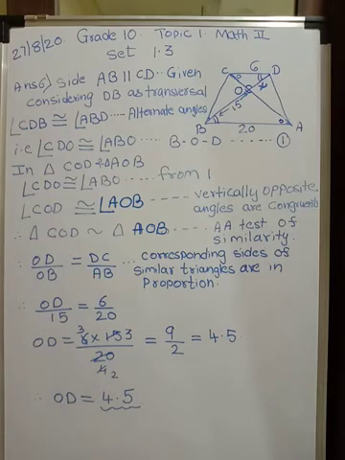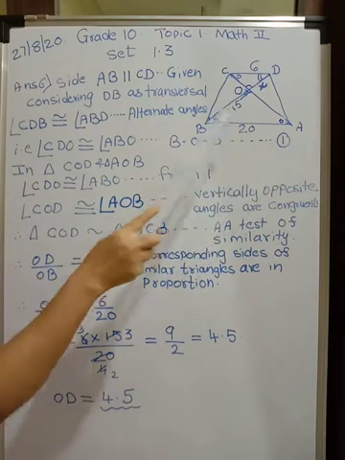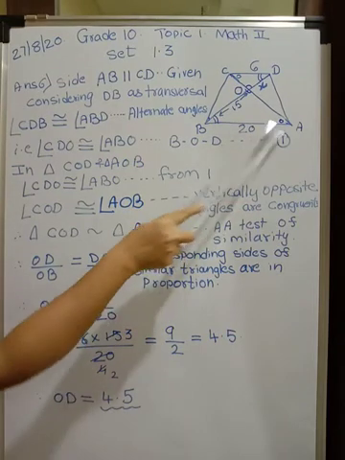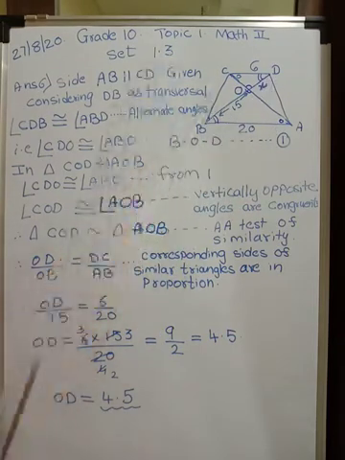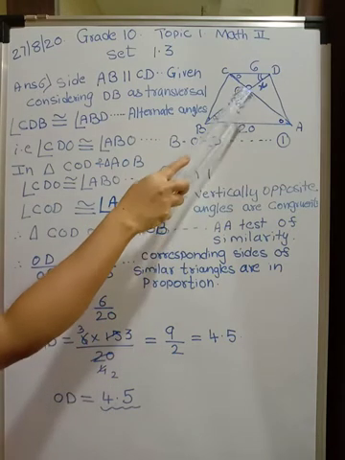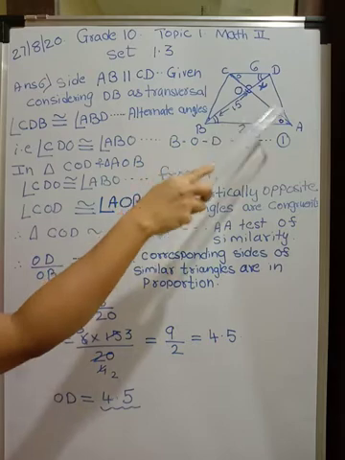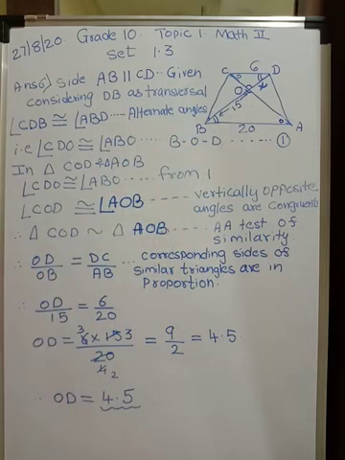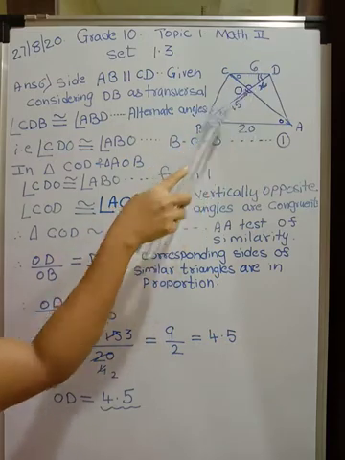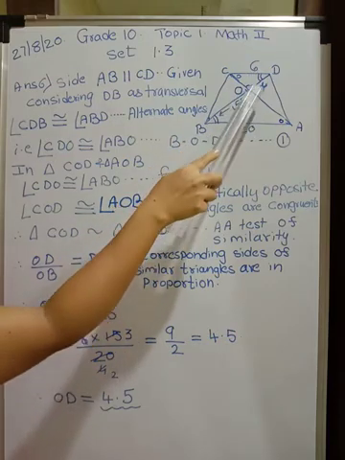The problem says that in trapezium ABCD, AB is parallel to DC. Diagonals AC and BD intersect at point O. You can see this is point O where the two diagonals intersect. If AB is 20, CD is 6, and OB is 15, then you have to find OD.